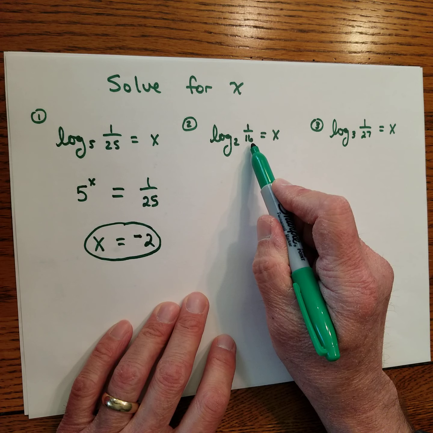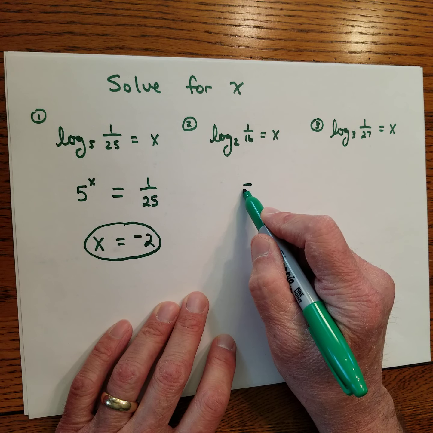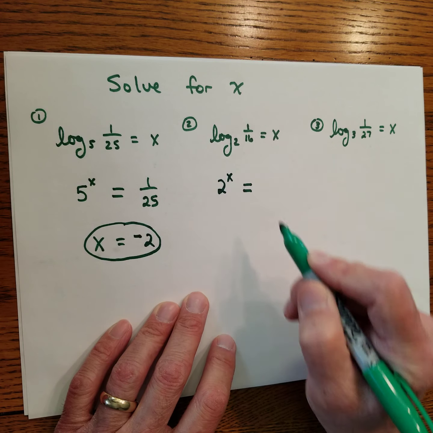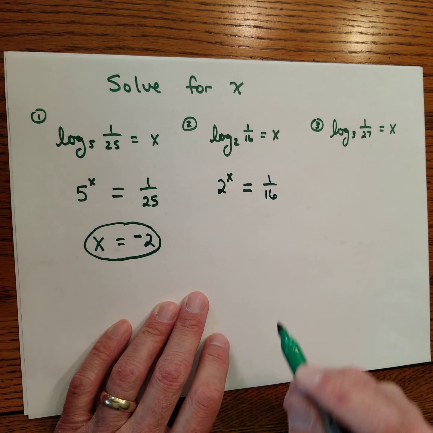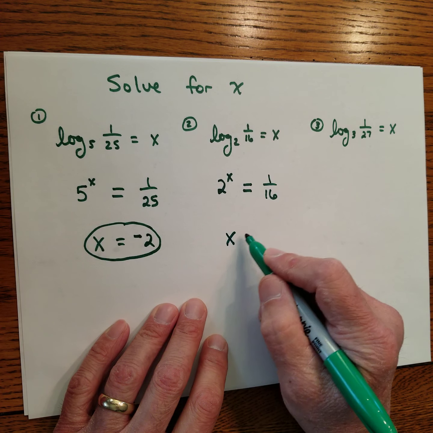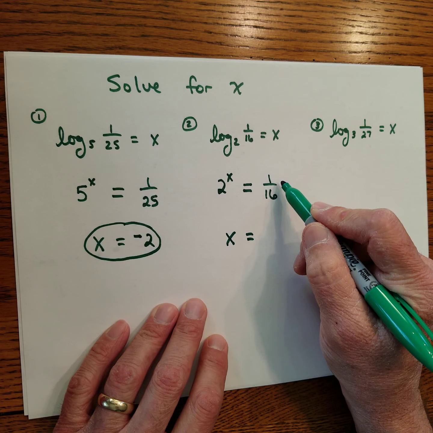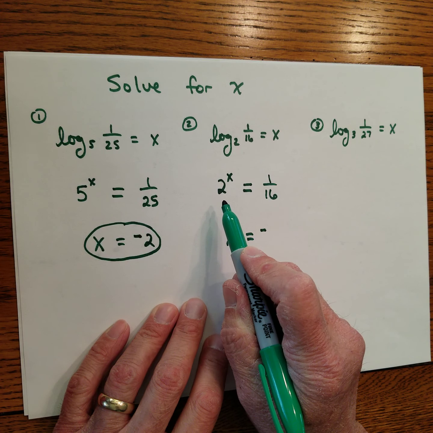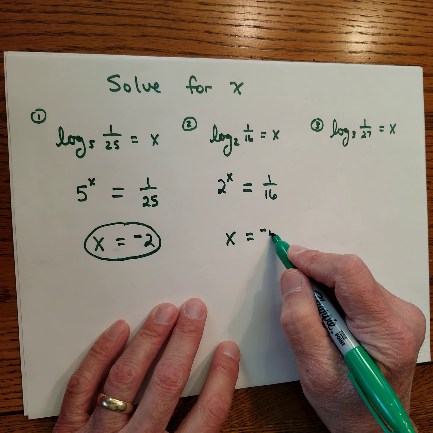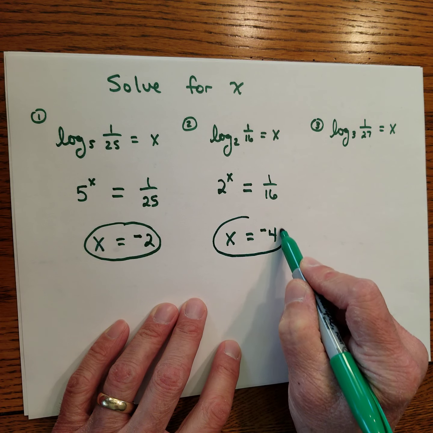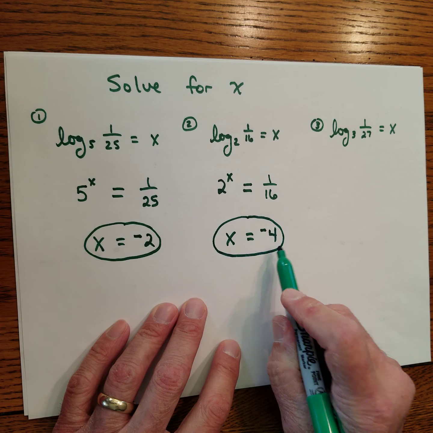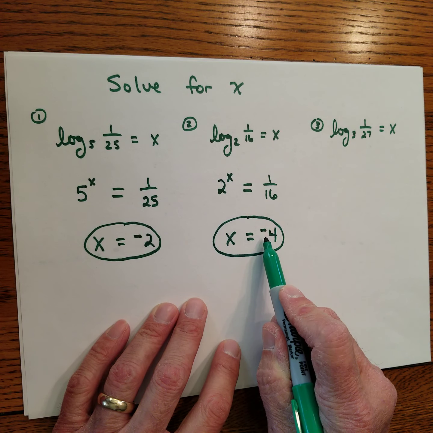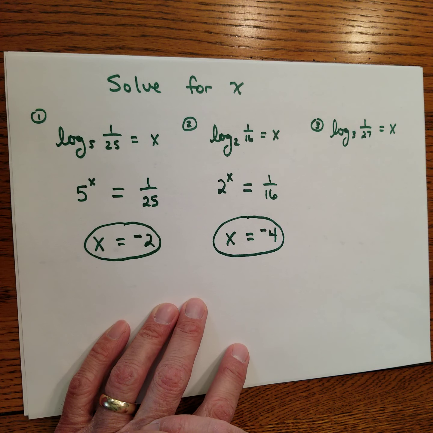Log base 2 of 1/16 equals x. Let's rewrite that in exponential form. That x is the exponent that changes 2 into 1/16. This looks like a reciprocal, so my exponent must be negative. 2 times 2 times 2 times 2 is 16. That's 2 to the 4th. If my exponent is -4, 2 to the -4 power means take 2 to the 4th, that's 16, and then take the reciprocal, that's 1/16.